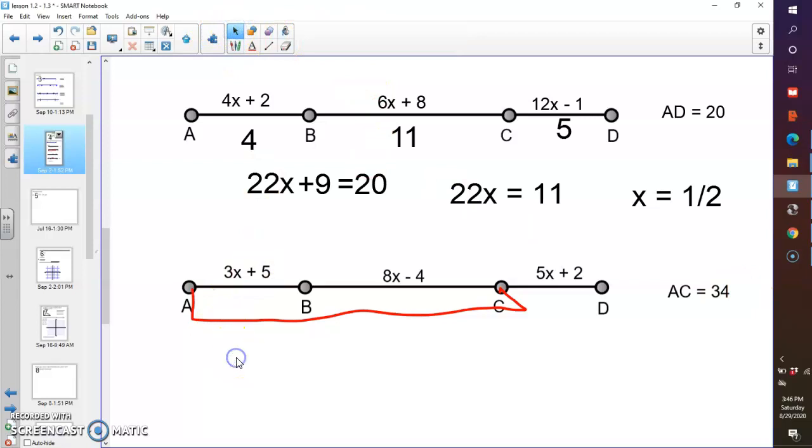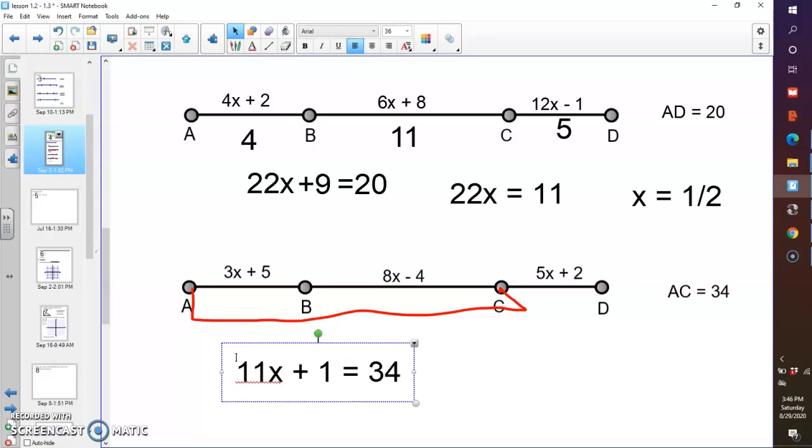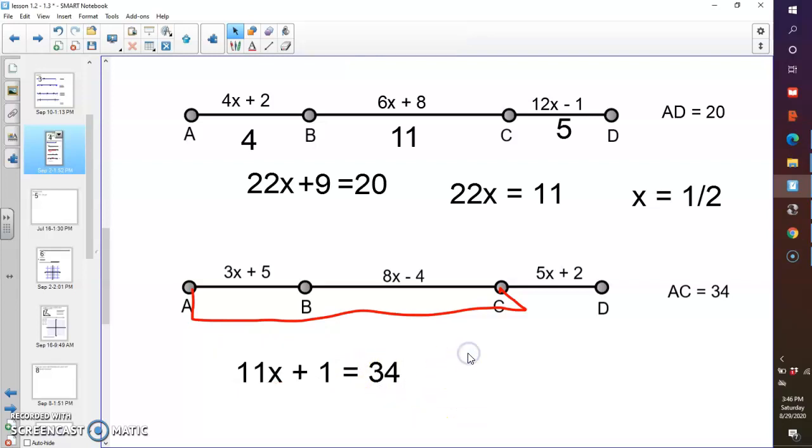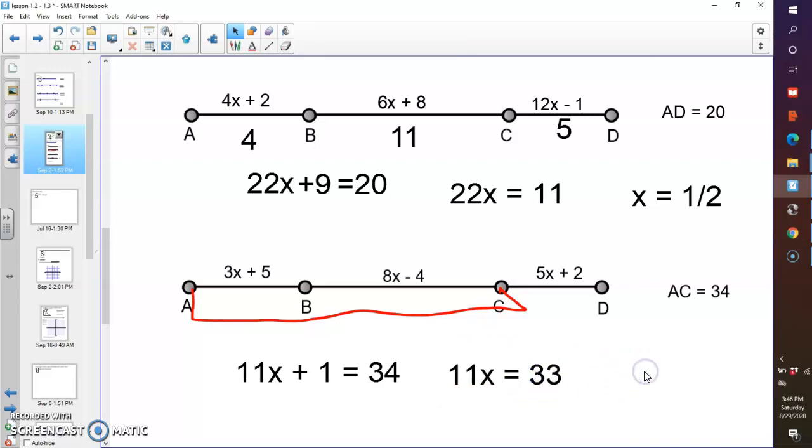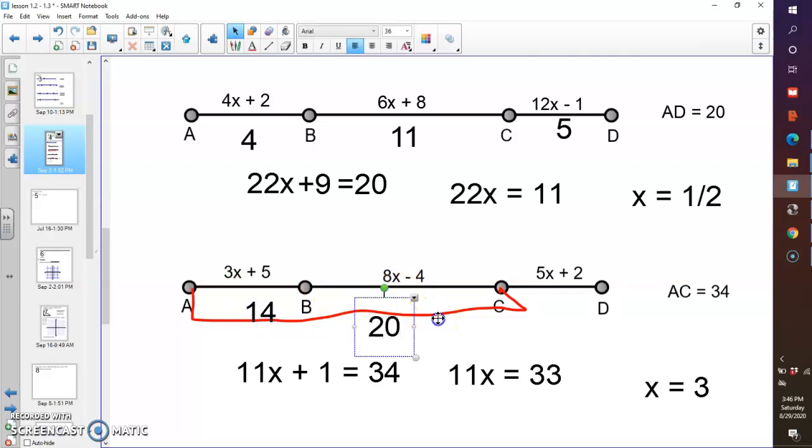So when I do that one, 3x and 8x is 11x, plus 5 and a negative 4 is a plus 1, and that's set equal to 34. Well, 11x, after I subtract 1 to both sides, is going to be equal to 33. And then when I divide 11 on both sides, my x equals 3. And I can plug that in. 3 times 3 is 9. 9 plus 5 is 14. 8 times 3 is 24. Minus 4 is 20. 14 and 20 equals 34.